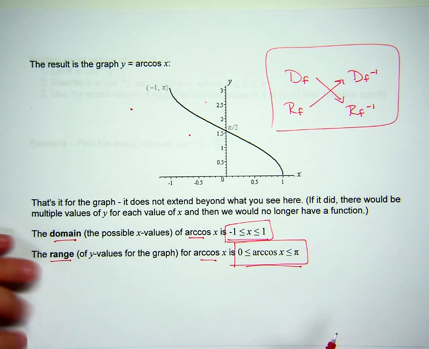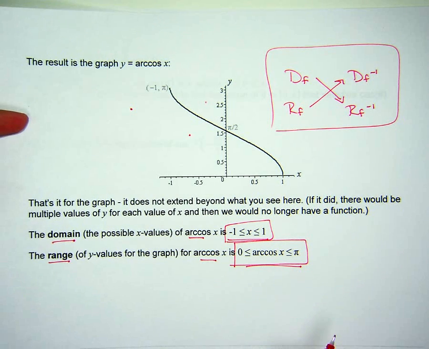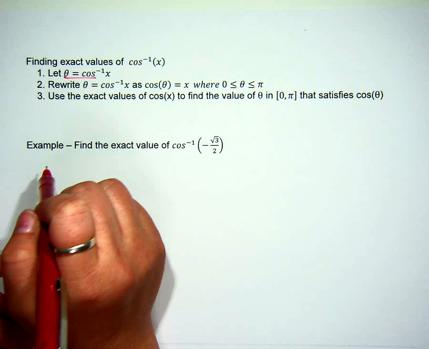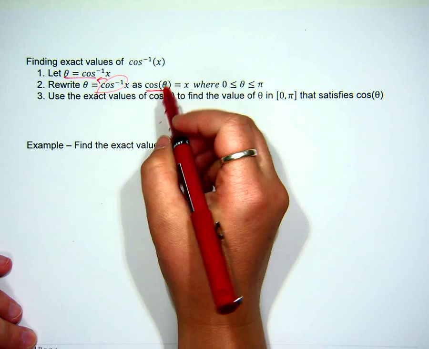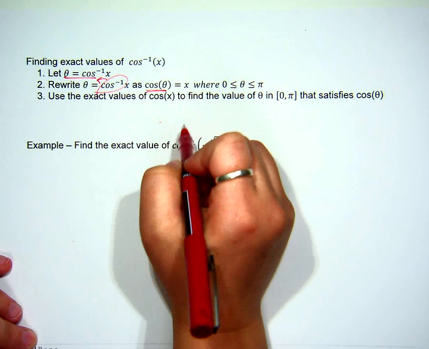Let's look at an example of this. How do we work with this cosine inverse function? Find exact values of the cosine inverse function. Again, first, write this statement: theta equals cosine inverse of your value. Rewrite. Move that cosine inverse function across the equal sign. When you move an inverse across the equal sign, it becomes a plain Jane function. So I have just cosine theta equals x. Remember, your theta can only be between 0 and pi. So next you find values of the cosine between 0 and pi that satisfy your equation.